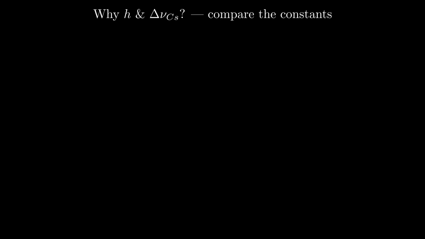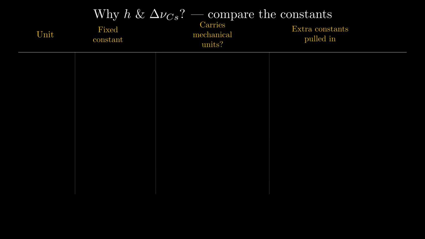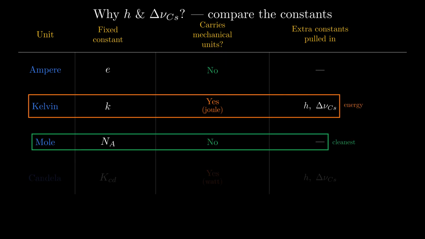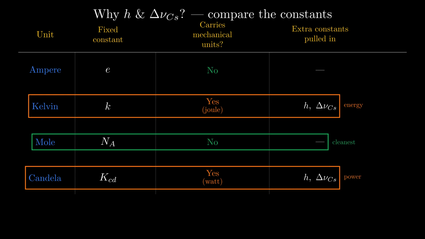Why do kelvin and candela drag in h and delta nu cesium, but the mole doesn't? Compare them directly. The ampere fixes e, carries no mechanical units, and stays clean. The mole fixes the Avogadro constant, a pure count, the cleanest of all. But the kelvin fixes the Boltzmann constant, which carries the joule, an energy. And the candela fixes luminous efficacy, which carries the watt, a power. Energy and power are mechanical. They must be traced back to mass, length, and time. That tracing is exactly what pulls in the Planck constant and the cesium frequency.